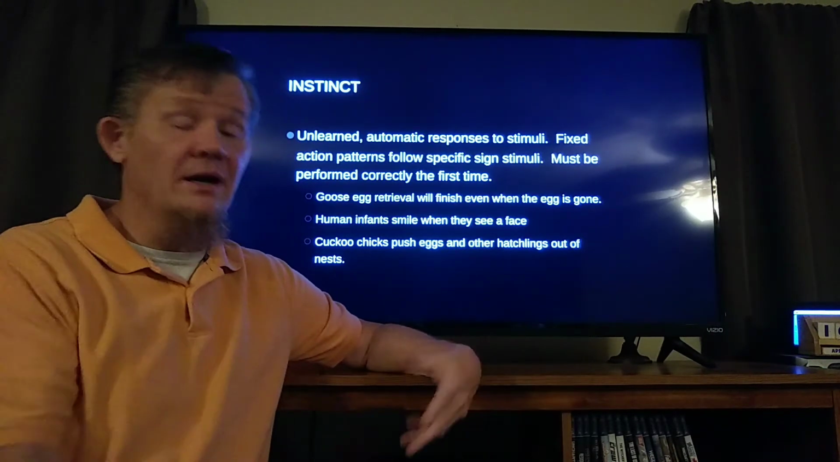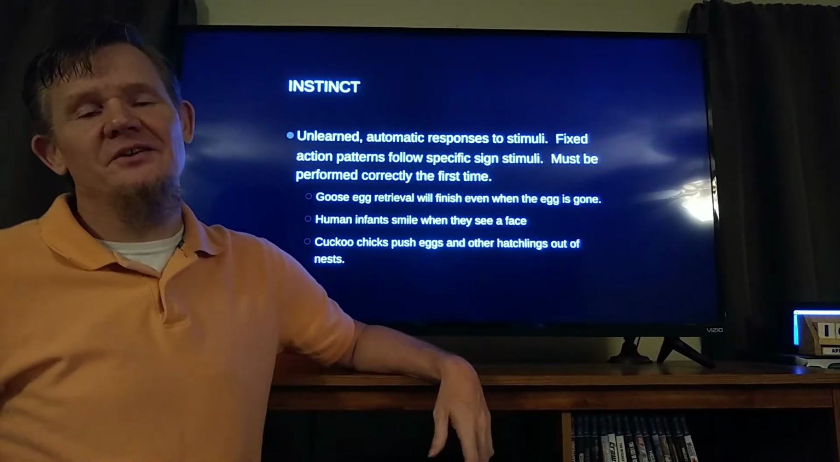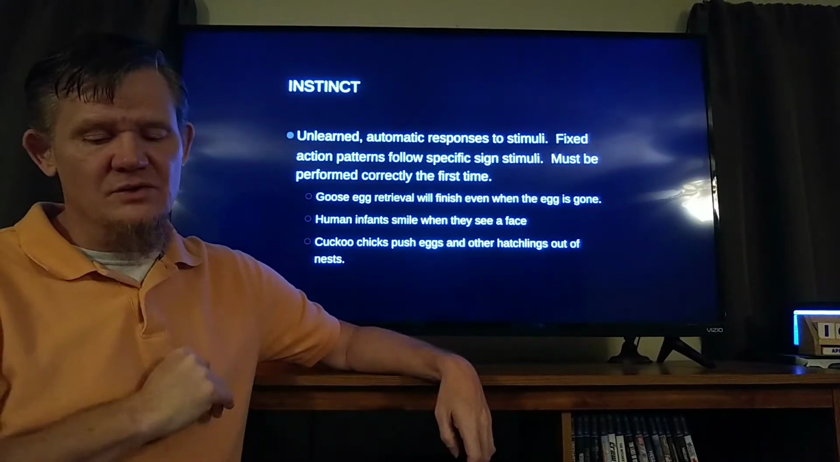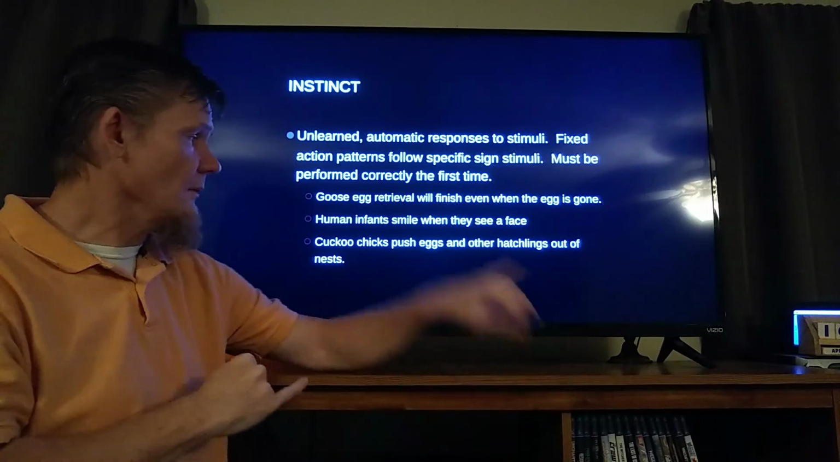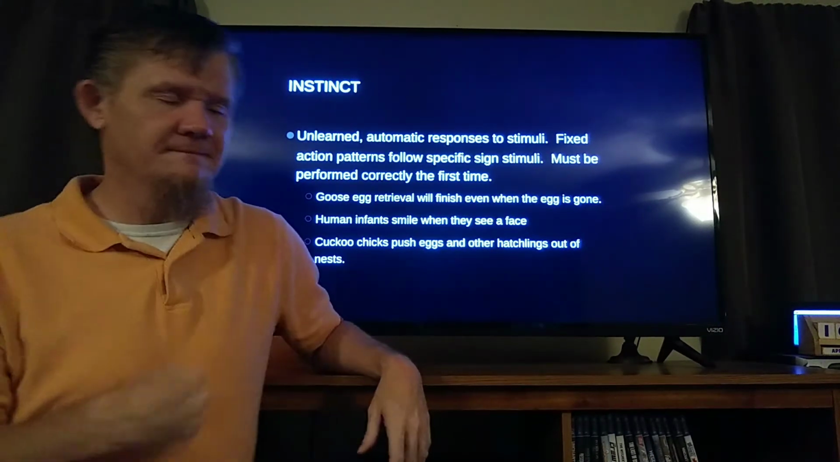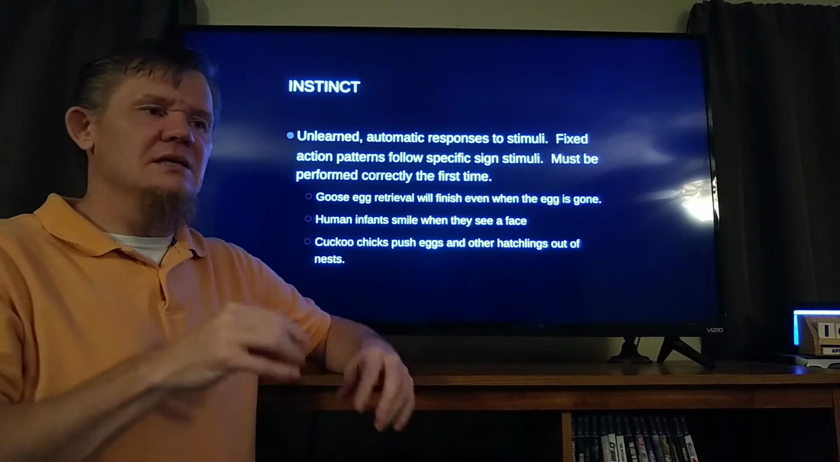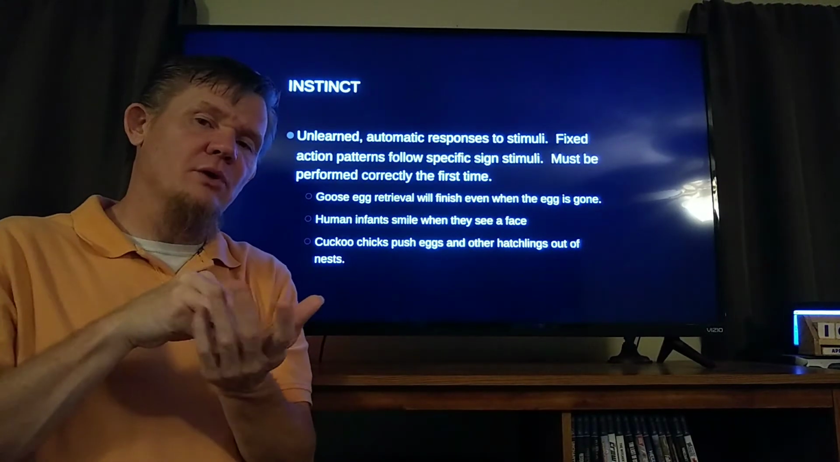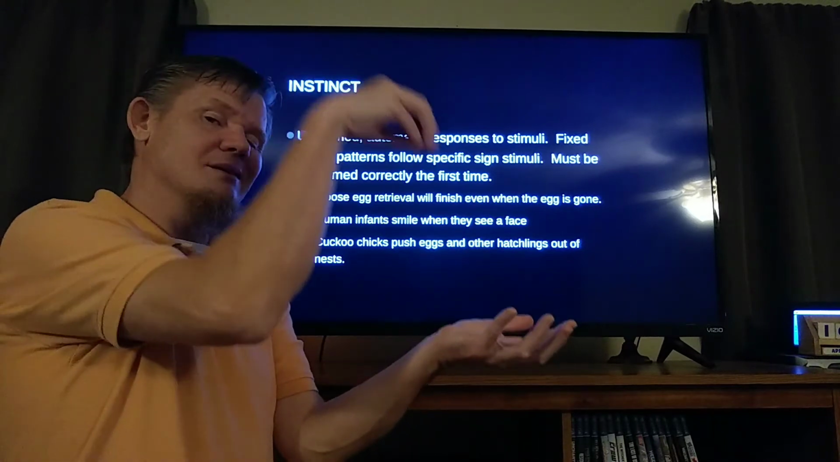But all right, cuckoo chicks. Another instinctual behavior is, all right, so this is a bit of a story. I'll try to make it brief. A cuckoo bird, like a cuckoo clock. Cuckoo birds are what are called nest parasites. A nest parasite is when a female bird will go and lay her egg in somebody else's nest and then leave.